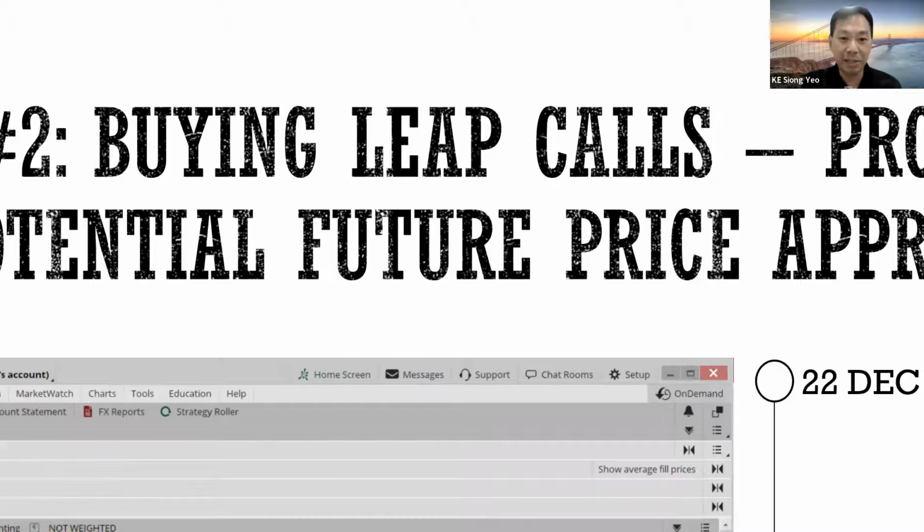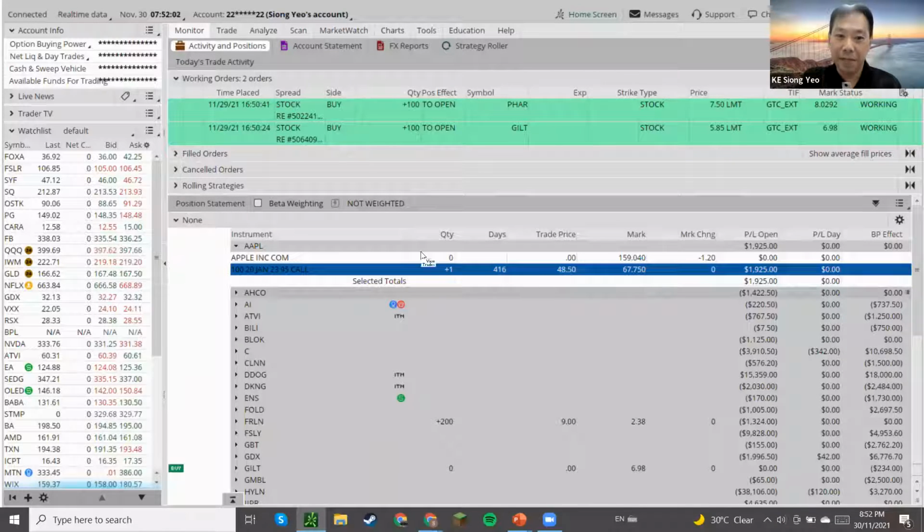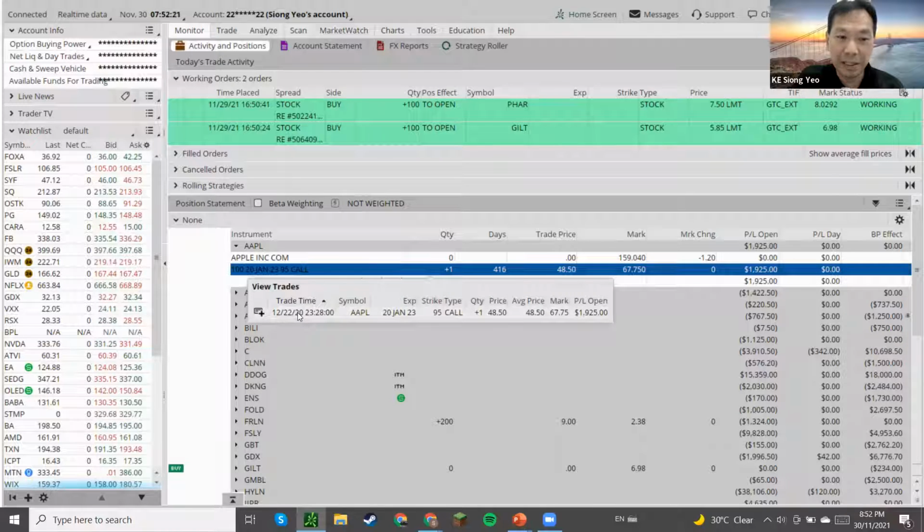Okay, now how does it work? Let me go into my actual trading platform and let me demonstrate to you. Now, if you look at this particular highlight that I have in this Apple share, I'll show you the actual Apple. So back on 22nd of December 2020, I paid $48.50 times 100 shares, so $4,850, to have the right to buy Apple shares at $95 on or before the expiration of 20th Jan 2023, so about 3 years later.